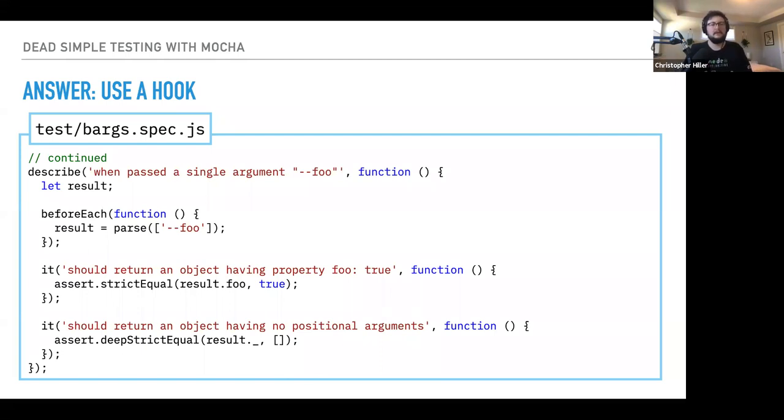Below, we can just check the result. We can look at result.foo, is this true? And then finally, we can look at the positional arguments again, which is underscore, and we can assert that it is an empty array. Now, remember what I said about deepStrictEqual and strictEqual? strictEqual works on primitives, and deepStrictEqual works on objects. An array is an array, but an array is also an object, so you have to use deepStrictEqual if you want to compare arrays. Another way to do that is to look at the length of the underscore array and use strictEqual there. We could say assert.strictEqual, give it result._.length, and the expected value will be 0.